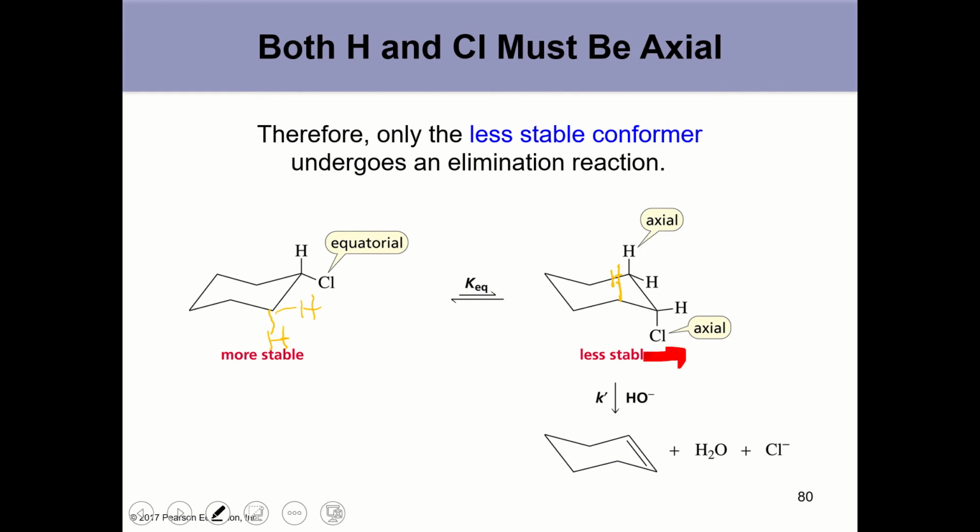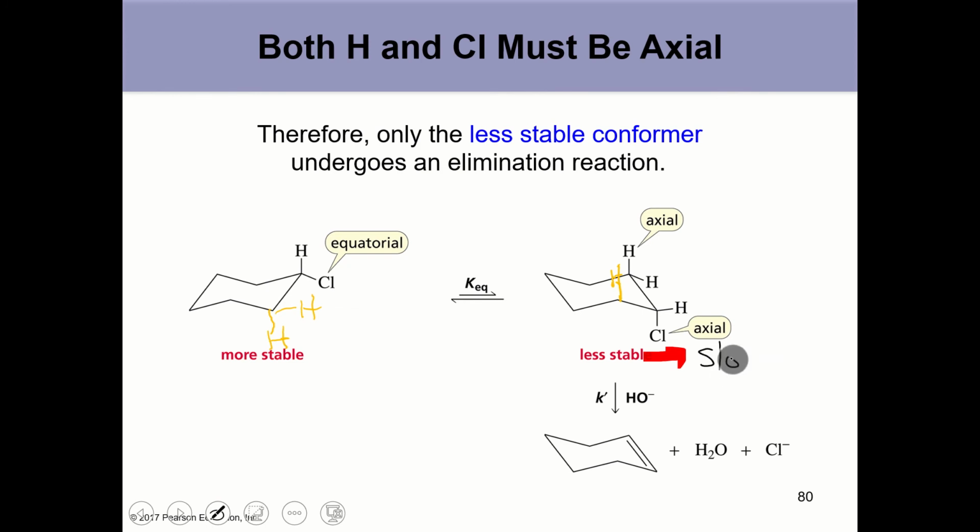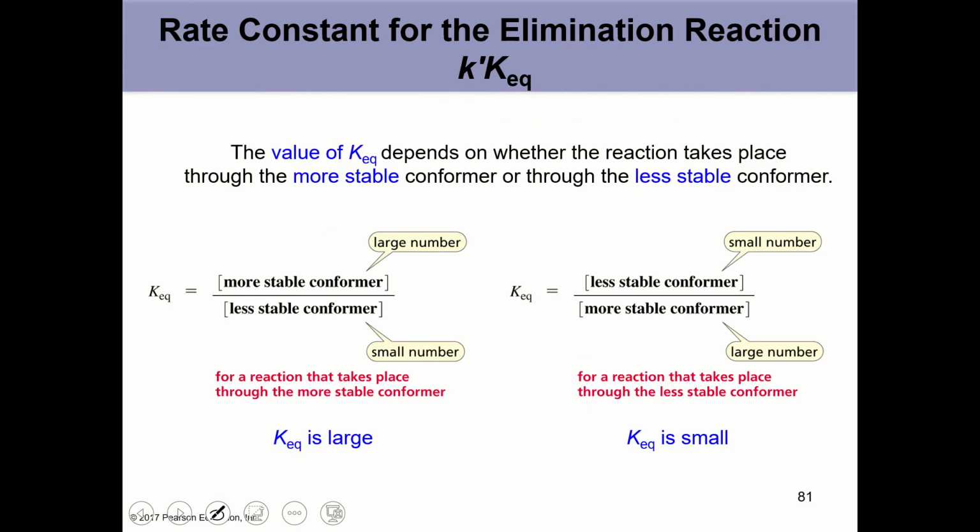What this means is just a slower reaction, or slower rate, when we use the less stable conformer. Remembering that the rate constant for elimination depends on the equilibrium, and the value of KEQ depends on whether the more stable conformer or the less stable conformer is where the hydrogen and the chlorine are axial.